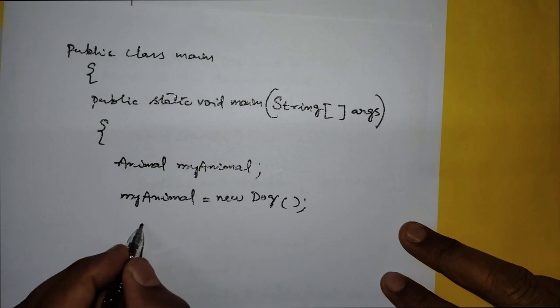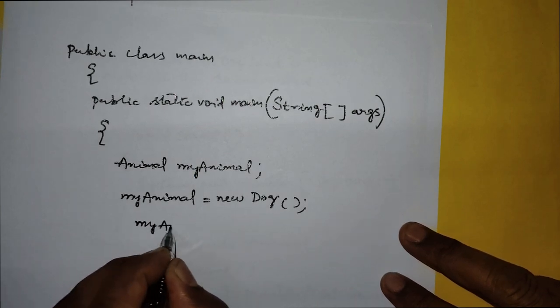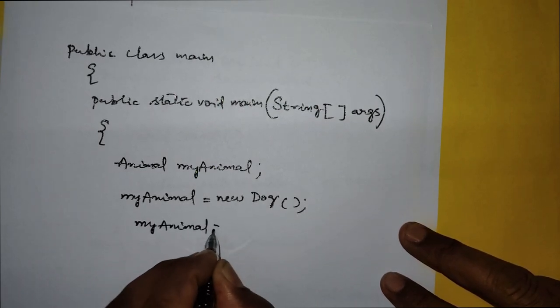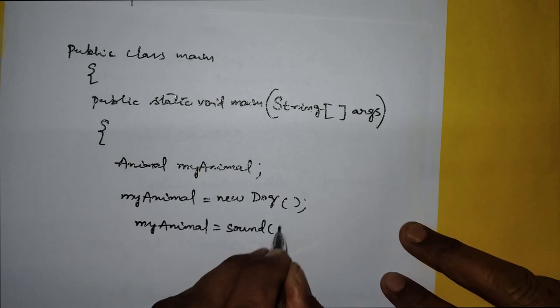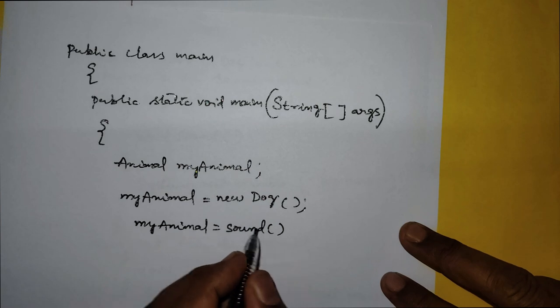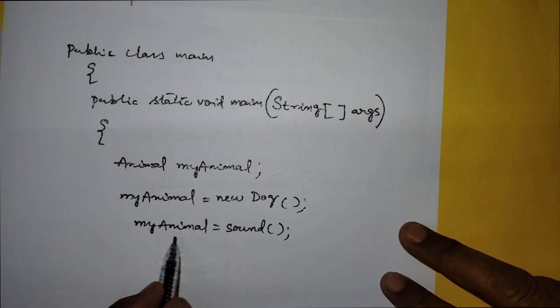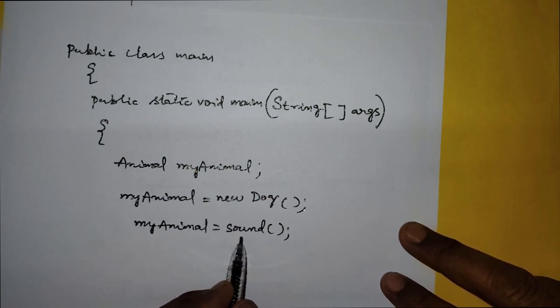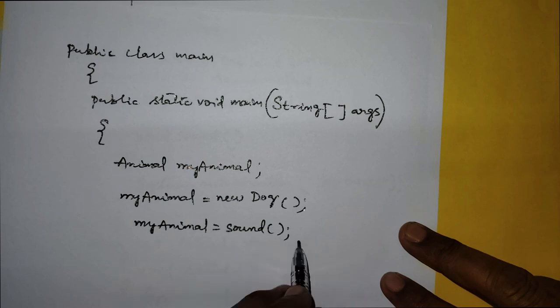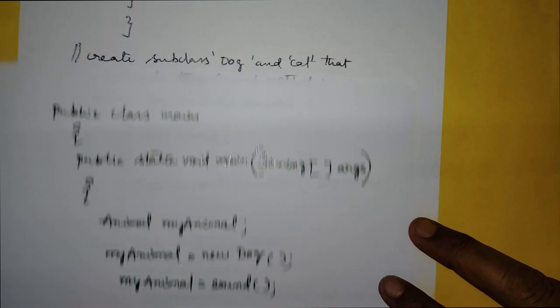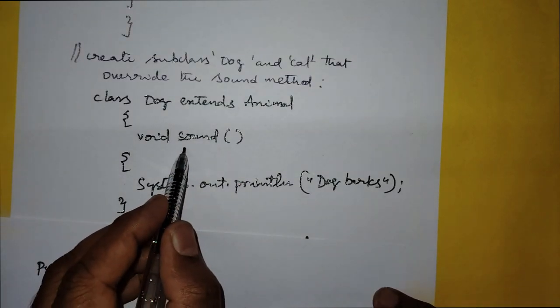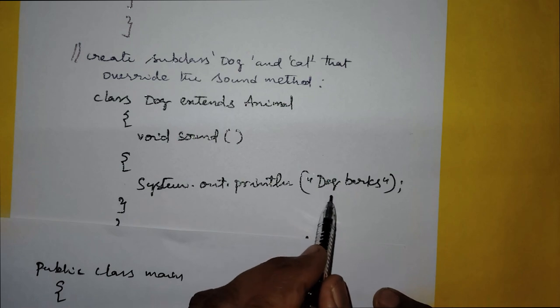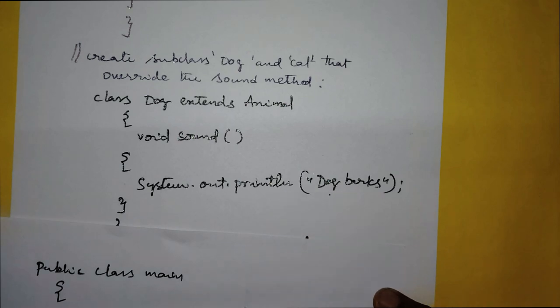Next, what is that myAnimal? myAnimal.sound is what we are going to call. What happened? This statement calls the Dog's sound method. What is the Dog's sound method here? This is the Dog's sound method, and it will be printed. What is that? Dog barks.